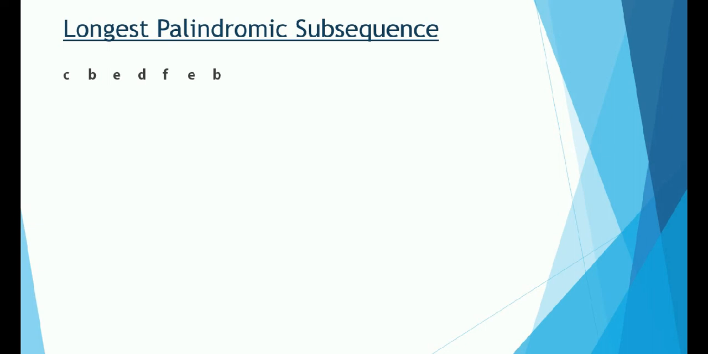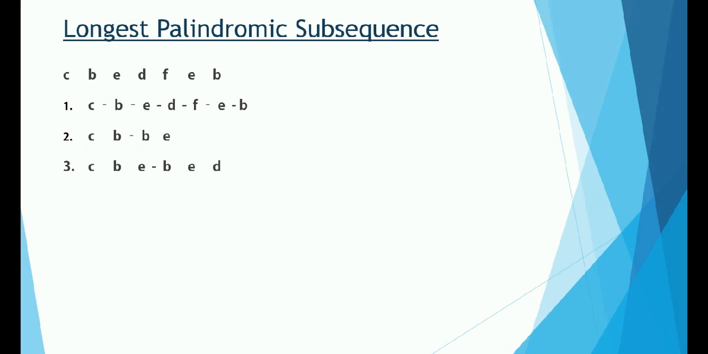Now this is our string CBEDFEB. So let's go to the lowest subproblem. The lowest subproblems are going to be the individual letters like I told you earlier. So C is one of the subproblems, then B is also a subproblem, E is also a subproblem. Similarly, D, F, E and B are also individual subproblems. Then moving on, we are going to have CB as one of the subproblems and BE also as one of the subproblems. Similarly, we'll have ED, DF, FE and EB also as subproblems of length 2.